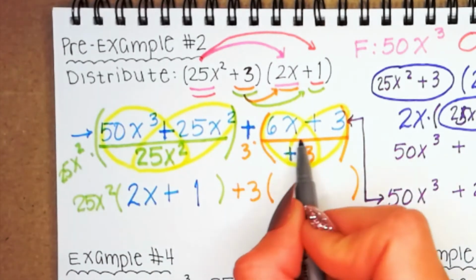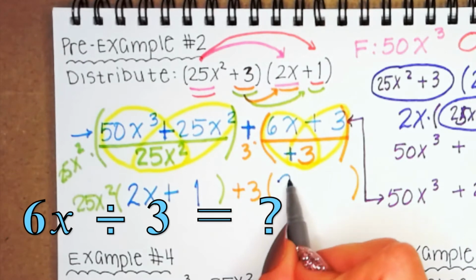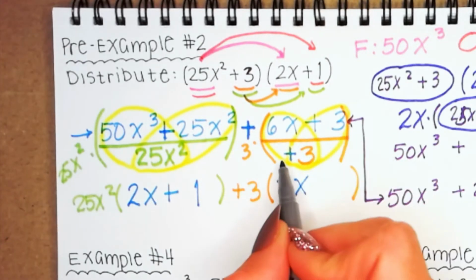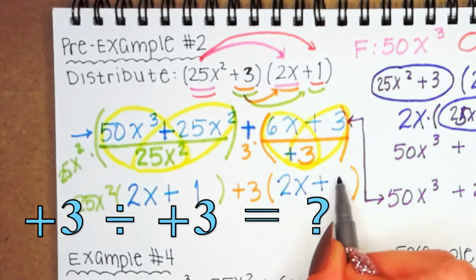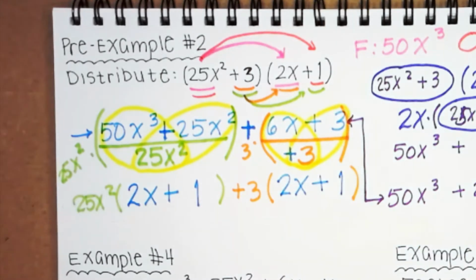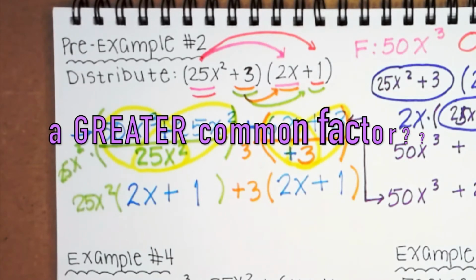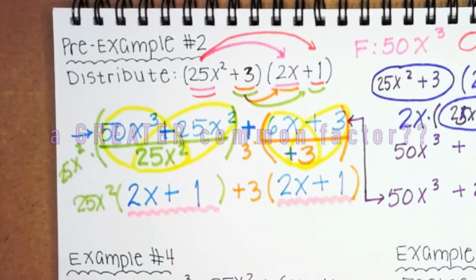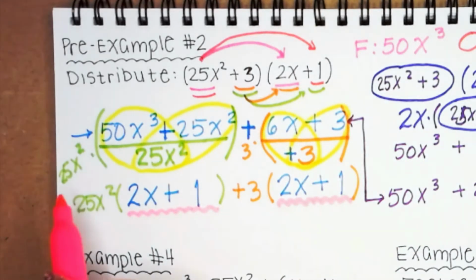6x divided by 3. 2x. Positive 3 divided by positive 3. Positive 1. Now, do we have another greatest common factor? Maybe it's even greater than the greatest common factors we've seen before. Our greatest common factor is 2x plus 1.